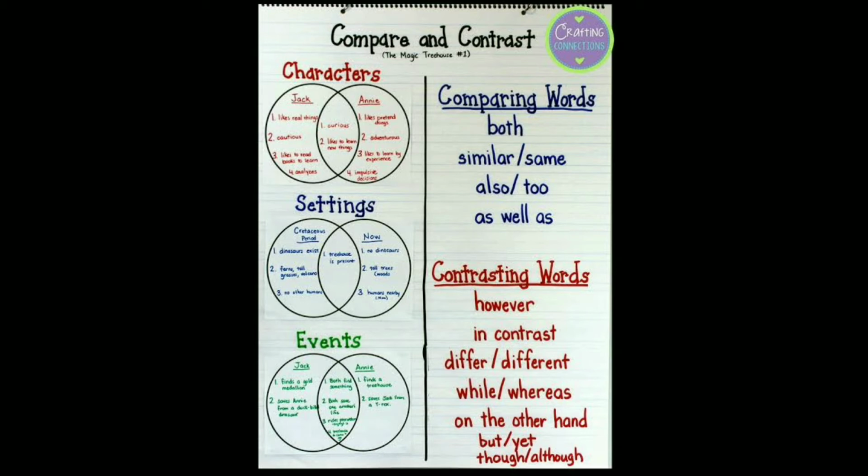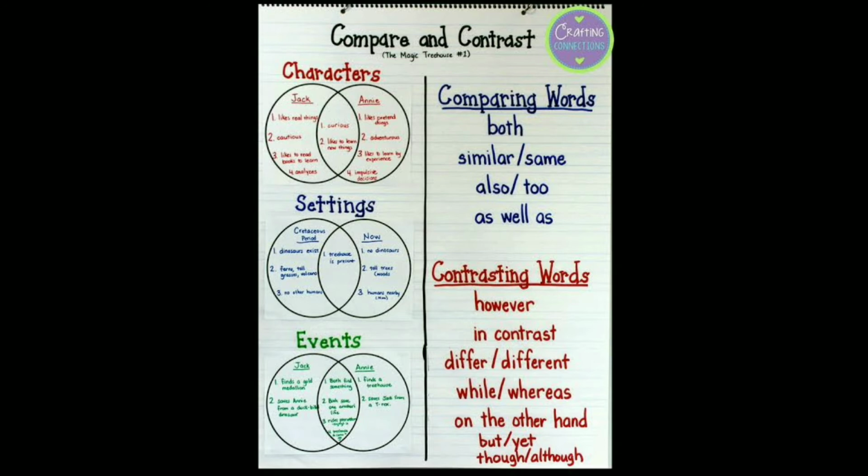Next one, comparing and contrasting. Comparing is determining how things are the same. Contrasting is determining how things are different. When you read a text, you can compare and contrast characters, events, settings, and details. Comparing and contrasting is especially important in reading expository and persuasive texts.